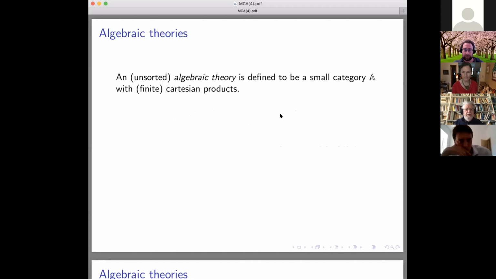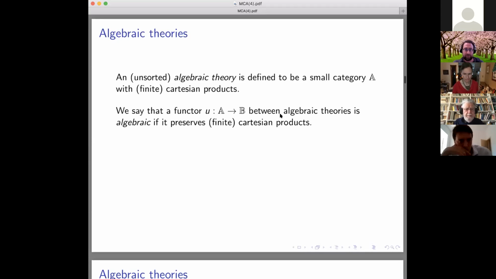Now, I recall what an algebraic theory is, in a sort of generalized sense. It is defined to be a small category A with finite Cartesian products. And we say that a functor between algebraic theories is algebraic, this is just terminology, if it preserves finite Cartesian products. It is shorter to say that the functor is algebraic than to say that it preserves finite Cartesian products. So we choose, at least for the start, this terminology.